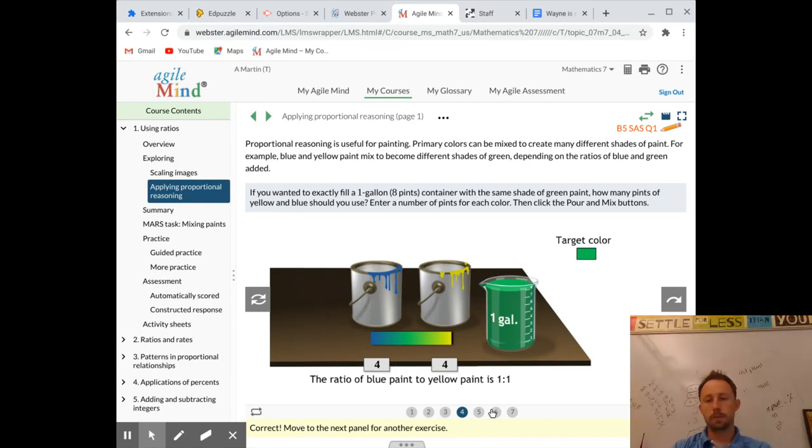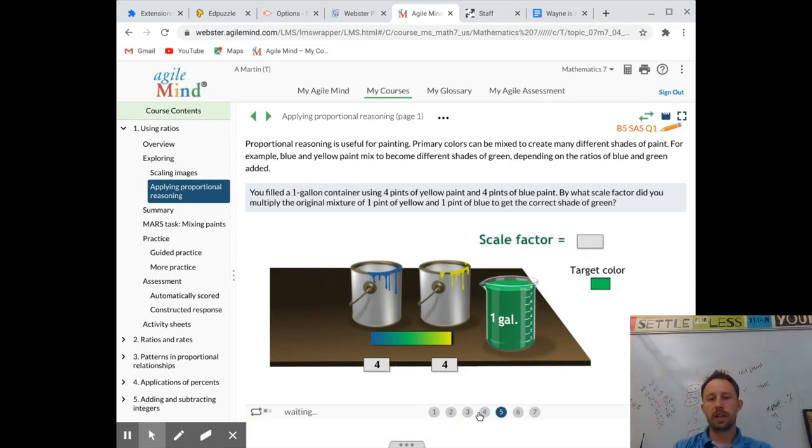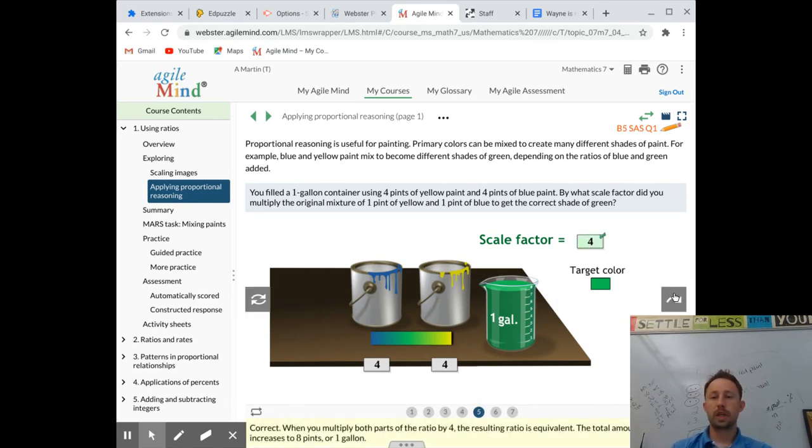All right, so what do you think, Angel? I think the scale factor is 4 because you multiplied 1 times 4 for each one. You got it. You're amazing. Great job. All right, so when you look at this, it says when you multiply both parts of the ratio by 4, the resulting ratio is equivalent, so that means equal to. The total amount of paint increases to 8 pints or to 1 gallon from what we just did. Y'all are doing great. Proud of y'all.